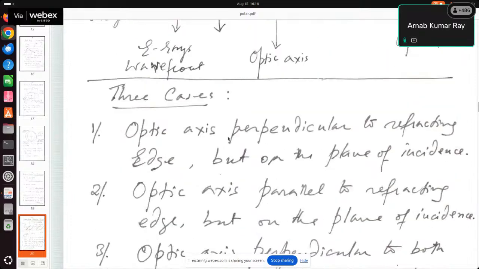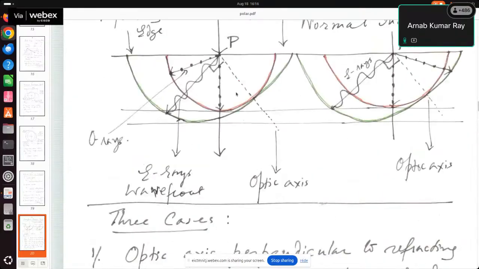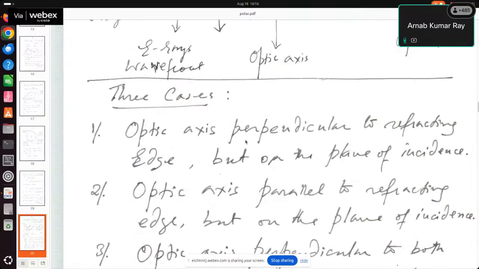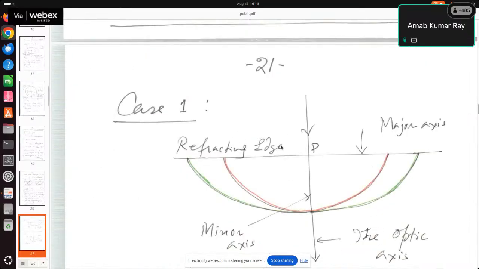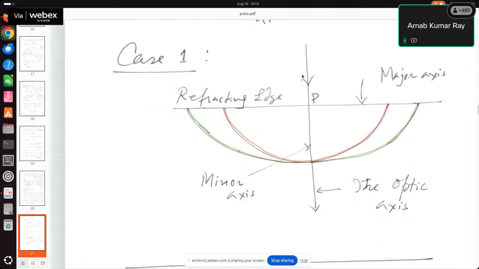Let us see. Optic axis perpendicular to refracting edge but on the plane of incidence. Very simple. You pull it down here, what you will get is this diagram. Case 1. This is the optic axis, and this is the path along which the original wave was propagating. The optic axis is also coinciding with that, and as a result, this is what it will look like. So this is the major axis. This is the simple thing that you can imagine. So that is the first case.